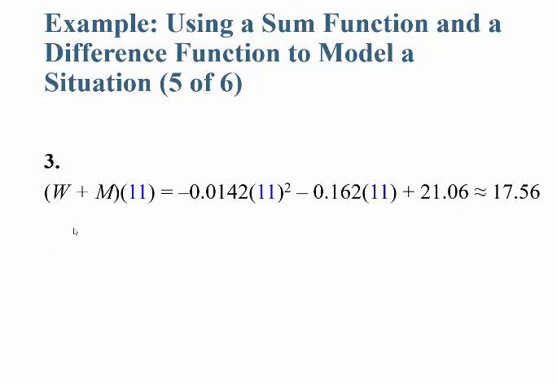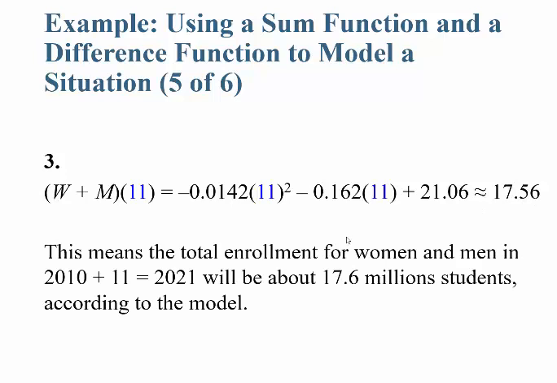So if I want to plug 11 into my sum here, well, I plug 11 into that function I just found, and it's roughly equivalent to, if you plug this into your calculator, 17.56. Okay, well, what does that mean? This means the total enrollment for women and men in, well, t is years since 2010, so this is the year 2021, will be about 17.6 million students, according to this model. That's what this is saying.